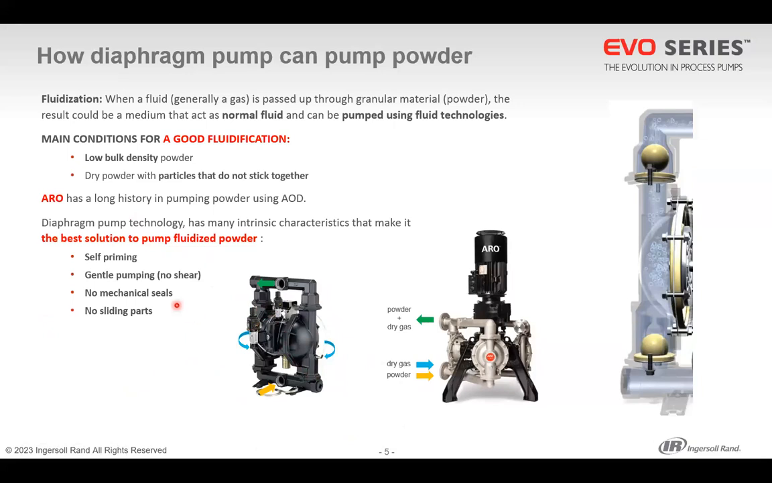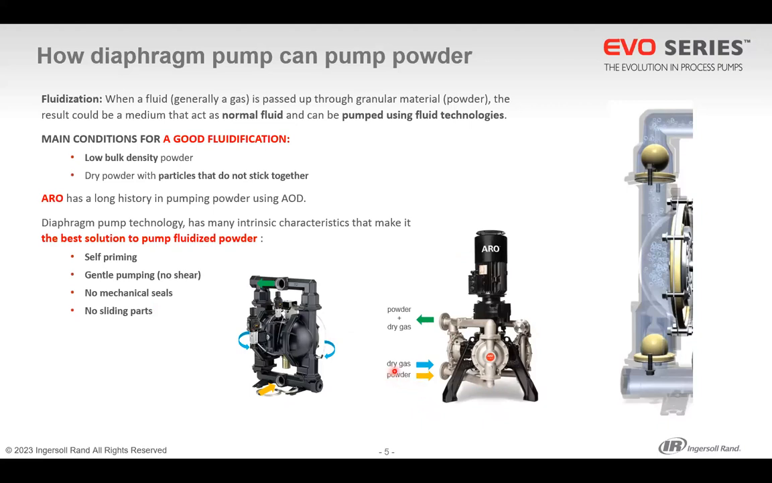So why is diaphragm technology in general a good solution for pumping powder? Because it's self-priming, so it creates vacuum and makes the powder flow into the chamber. It's very gentle, so there is no risk of shear or a separation effect between gas and powder. There are no mechanical seals and no sliding parts, so there are no parts where powder can remain stuck in the pump.